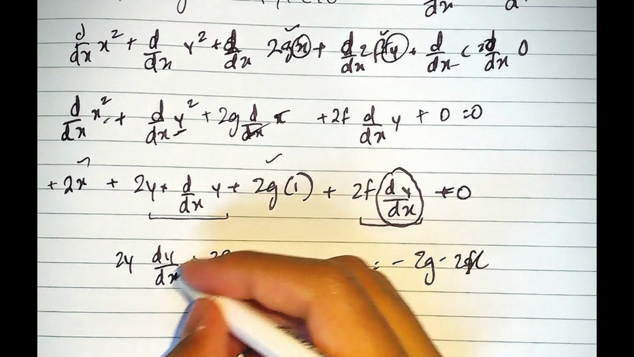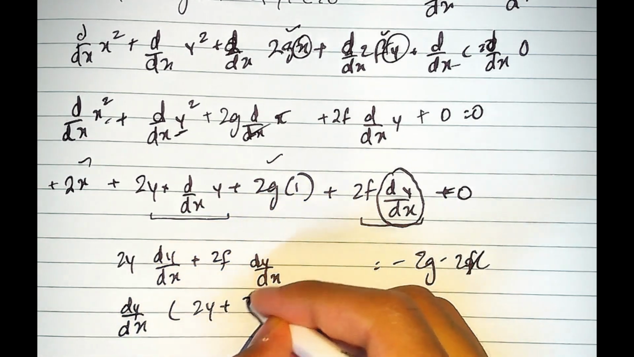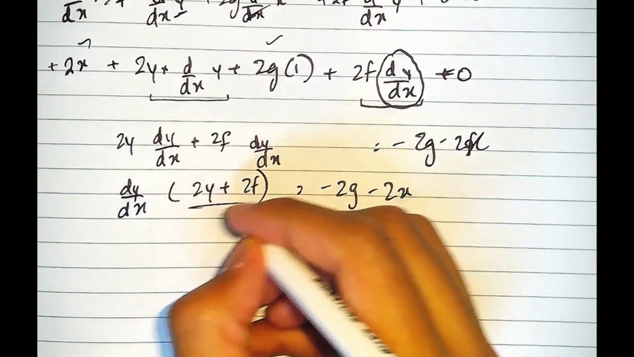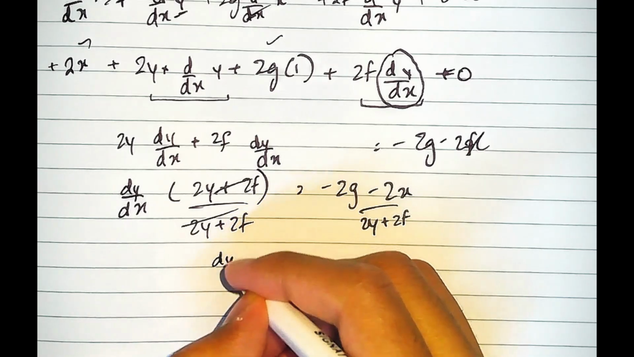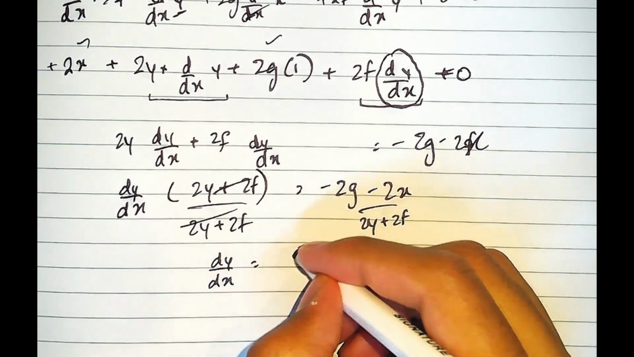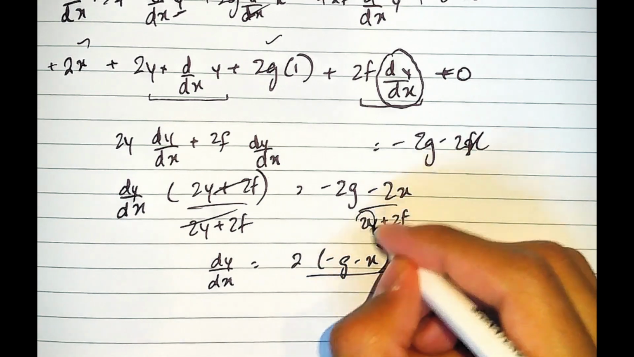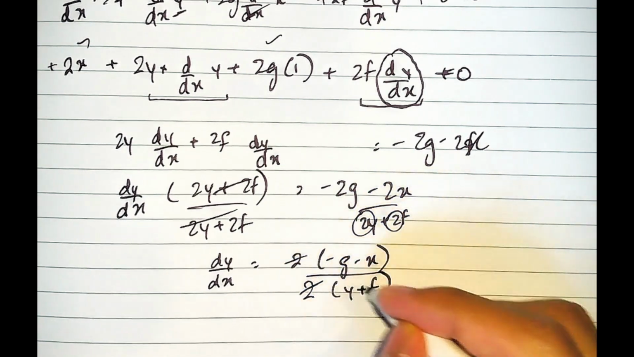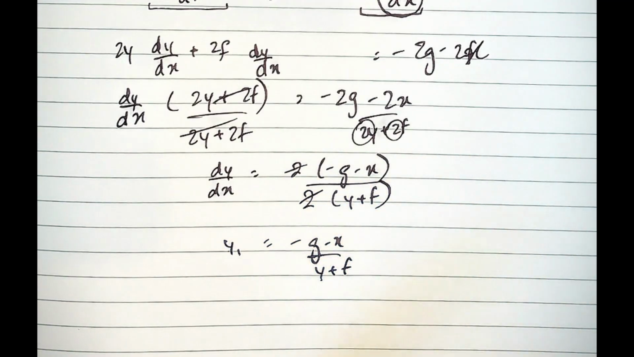Okay, so let's just take out dy by dx common because it is present on both of these terms. So we have 2y plus 2f is equal to negative 2g negative 2x. Let's just divide by this term, 2y plus 2f. So we have dy by dx. Let's just take out this 2 common. So we have negative g negative x, and over here we can also take out the 2 common. So we have 2 times y plus f. So the 2's will be cancelled and we are left with negative g negative x divided by y plus f. Okay, so this is y1, the first derivative.